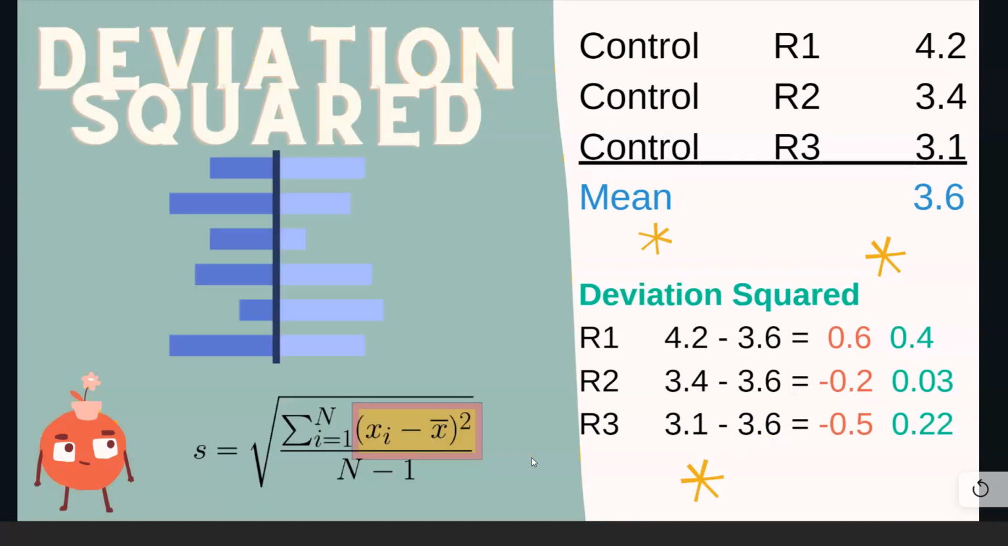Our next step is to square our deviations. And so now you can see that we're working within our equation. We're taking it step by step. Here was our deviation. We're going to square it and put our results here. So we have our deviation squared. So 0.6 squared is 0.4, and on and on.